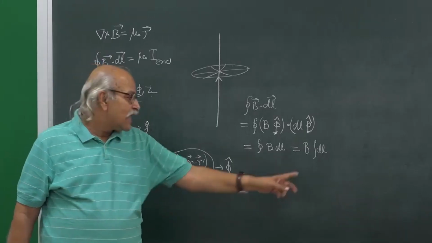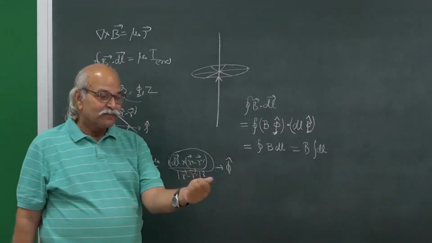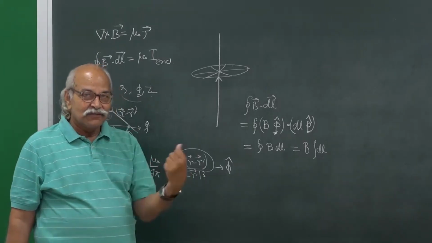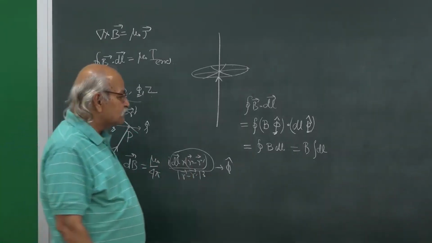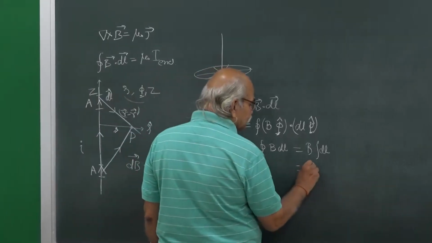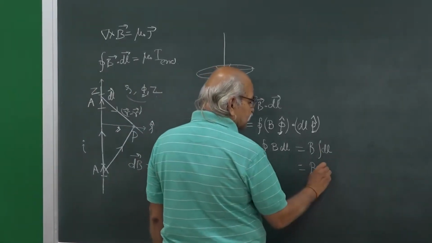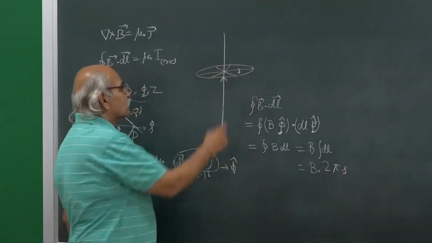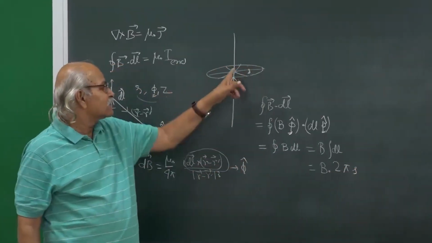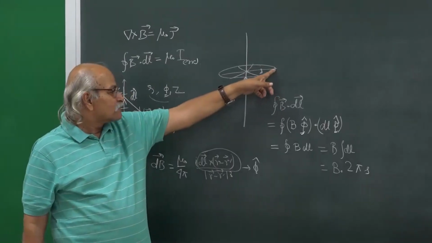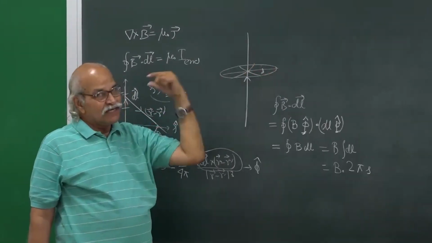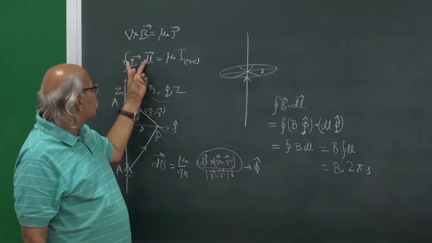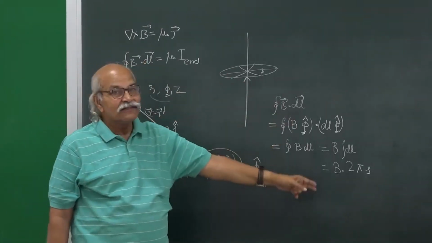So what do you have to add here? Length dL, plus length dL, plus length dL. If you do it on this entire curve, it will be just B times the perimeter of the circle, 2 pi s. S is the radius of the circle. This point is at a distance s, and with this same radius we have drawn this circle. So this is how the left hand side is evaluated.